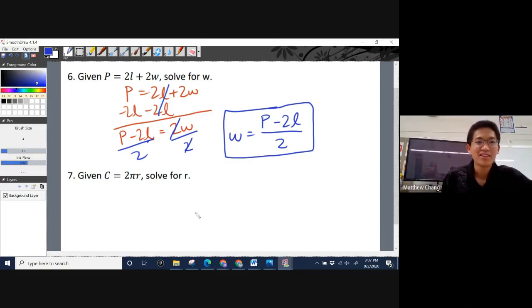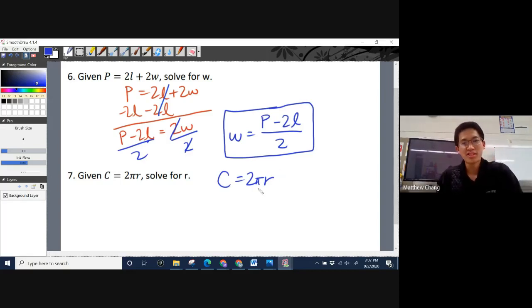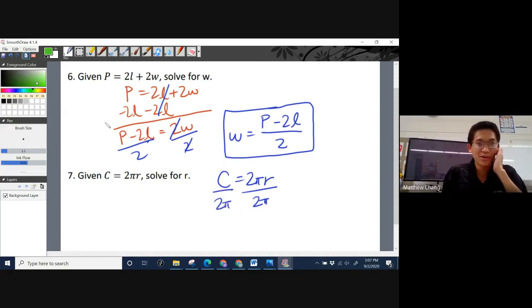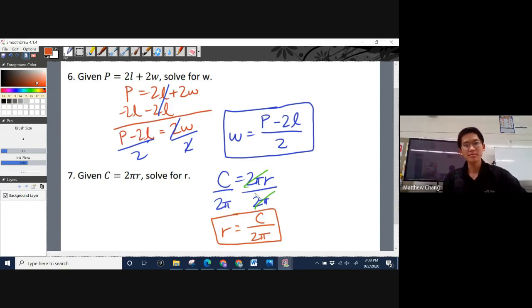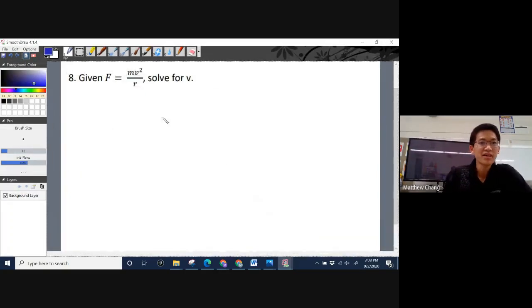Number 7. All right, so C equals 2 pi r. This is the formula for the circumference of a circle. What we want to do is isolate r. So what we can do is divide both sides by 2 pi. If we divide both sides by 2 pi, this whole thing is gone, this whole thing is gone. So all we're left with is r equals c divided by 2 pi. And that's it.